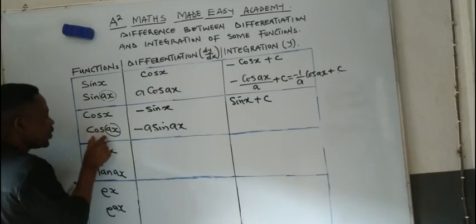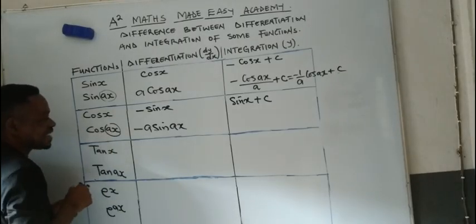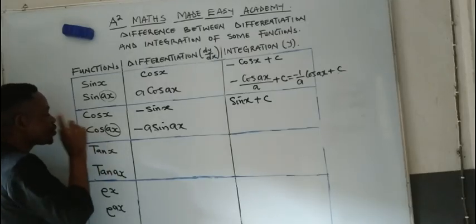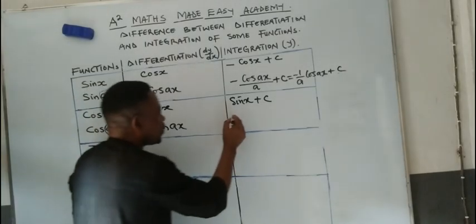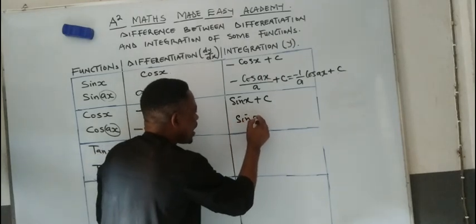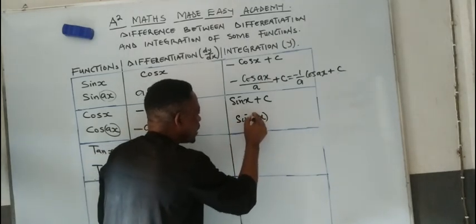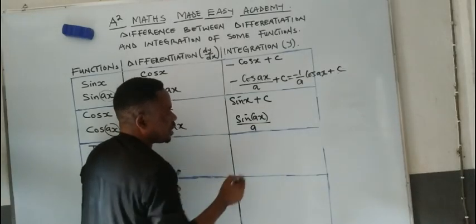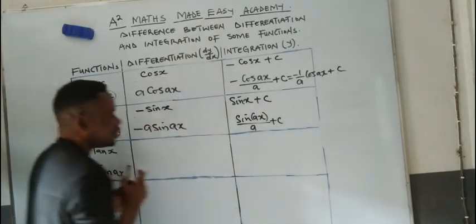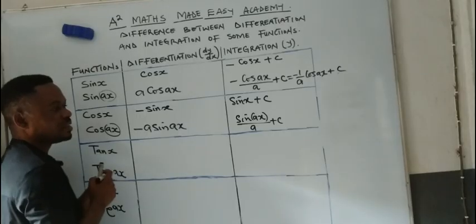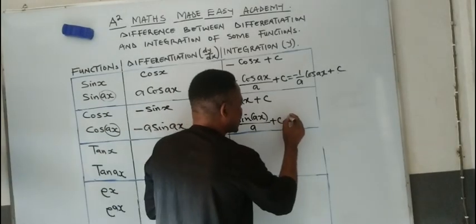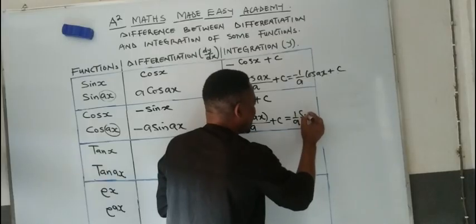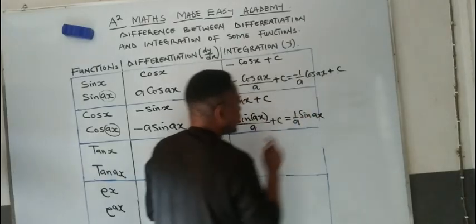Then can we move on to how to integrate cos ax? Now you should know that if you are integrating cos, it will give you sine. So which means I will now write sine ax. Are you with me? Then divided by the differentiation of ax, it will give you what? A. Finally plus C. Do you understand? Another way of writing it is 1 over a followed by sine ax. Are you with me?